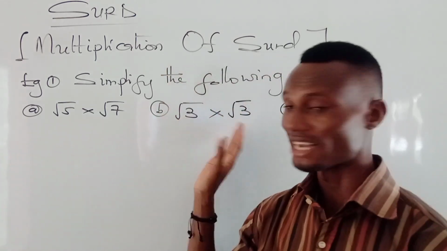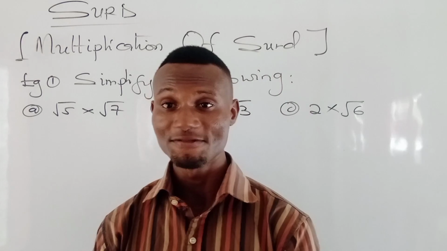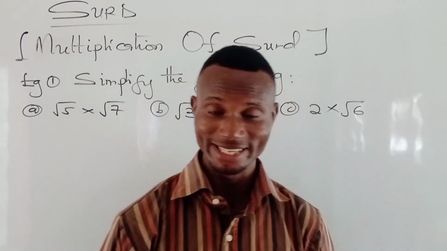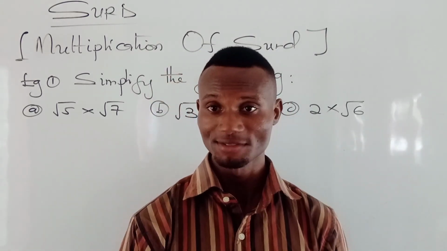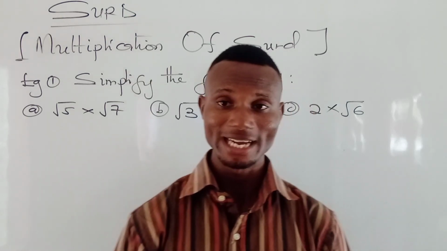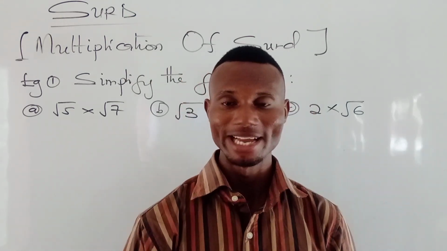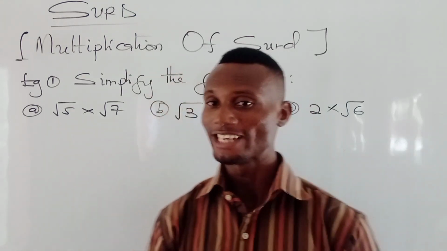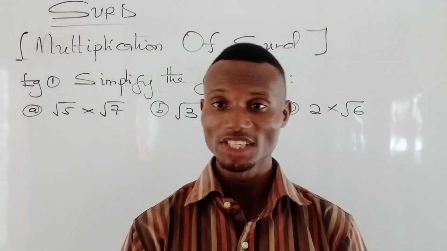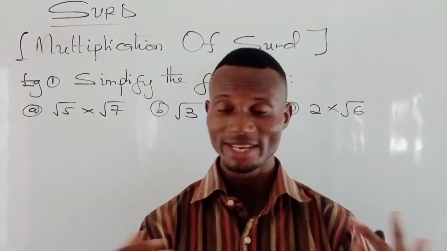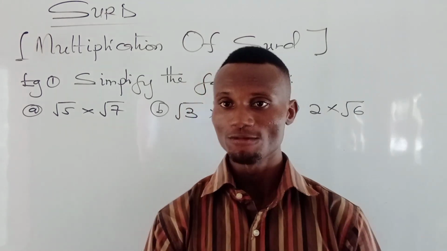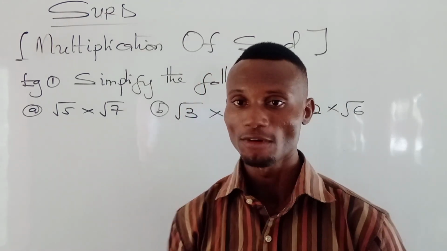So the examples that I have here represent the different types of multiplications that you can get under the multiplication of SURD. So we are going to take our time and pick them one by one, and I'm going to write a similar example to each of them, then I'll use it to explain it to you, so that you get the understanding. Then we'll move on to solve the one that I have on the board.